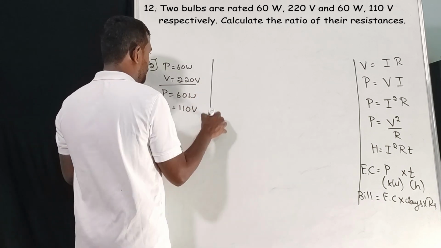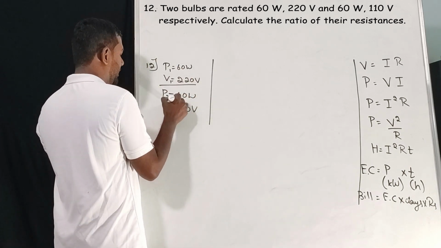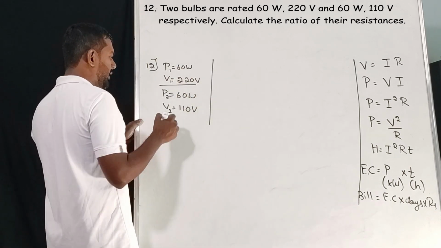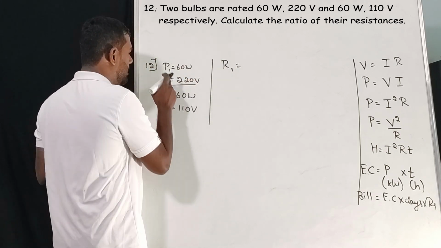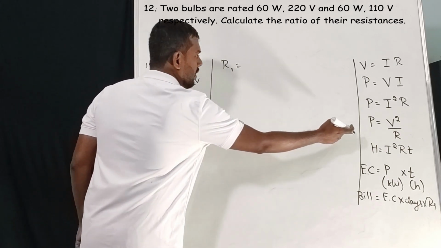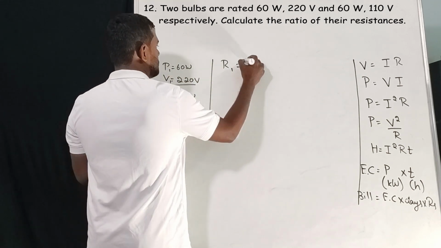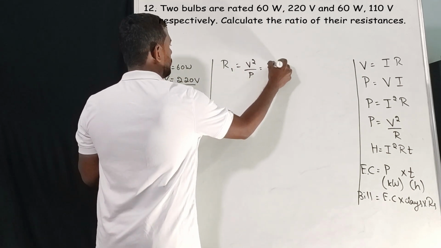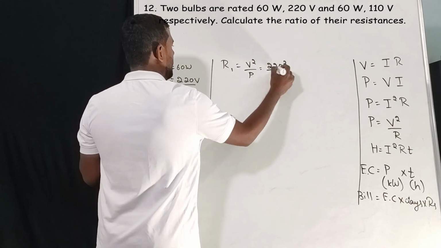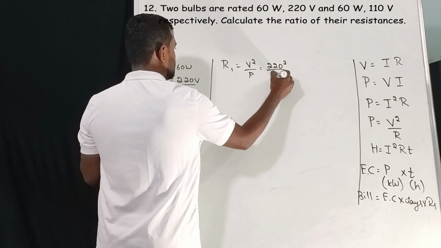Listen, we'll take it as P1, V1, P2, V2. So that will be R1. To find R1, using power and voltage, this formula, correct? So this will be V square by P. V is 220 square by P, that is 60.